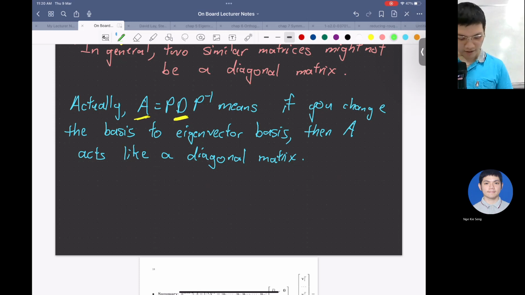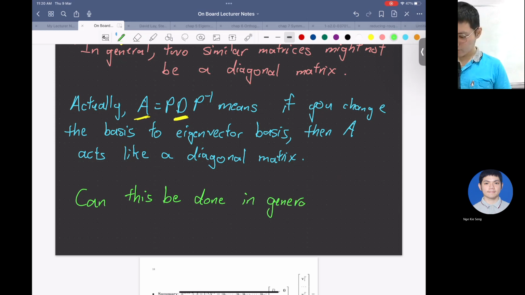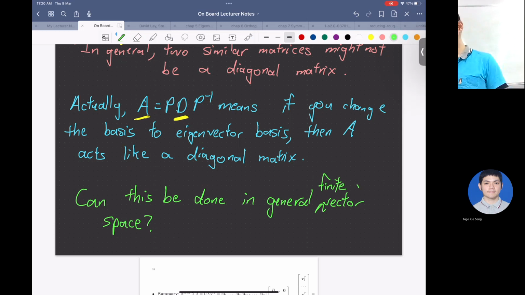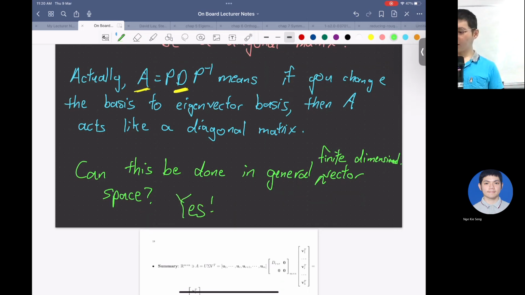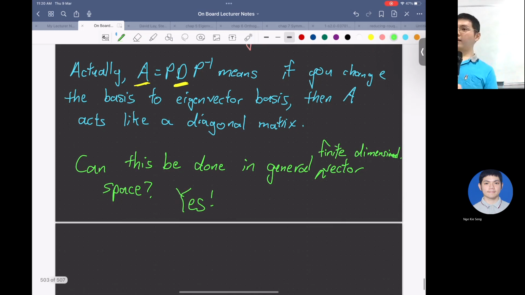So the next part is, can you do this in a general vector space? Okay, general vector space, finite dimensional. We don't want to deal with infinite matrices, finite dimension. Can we diagonalize a linear transformation on finite dimensional vector spaces? Okay, so the answer is yes. How to go from a finite dimensional vector space to Rn? How to make this link?